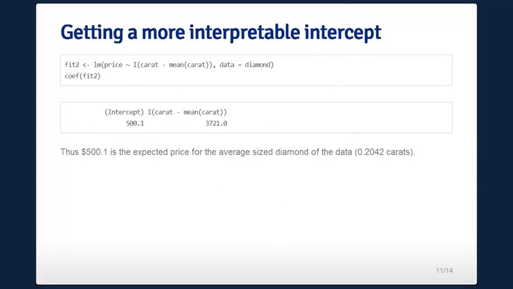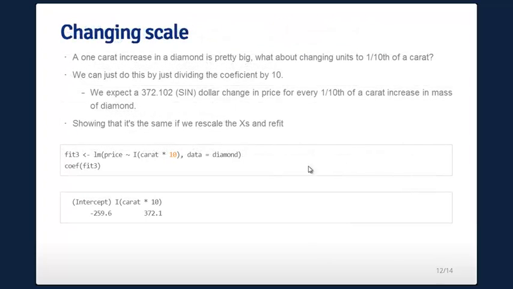So what we could do, of course, is subtract the mean. This I function here just means do this operation in the linear model. It means, I guess, execute the operation. So I(carat - mean(carat)) just centers the data. Now the intercept has a little bit more meaning. I assign this to fit2, and now coef of fit2 gives an intercept of $500. $501 in Singapore dollars is the expected price for the average size diamond in the data, which is 0.2 carats. Okay, so now we've created a meaningful intercept.